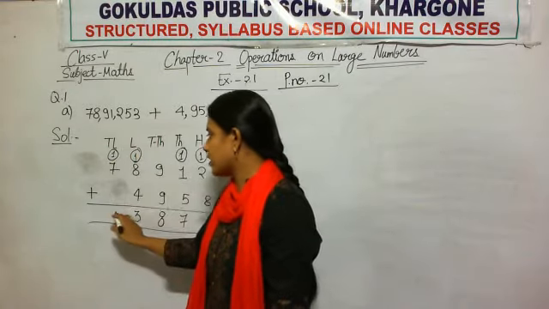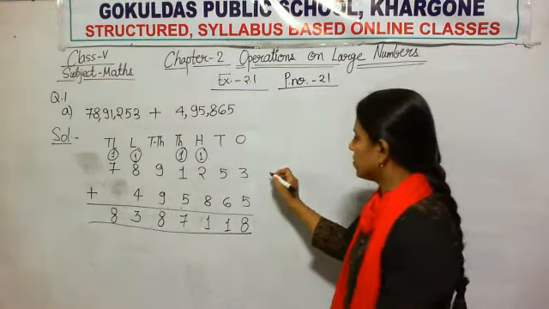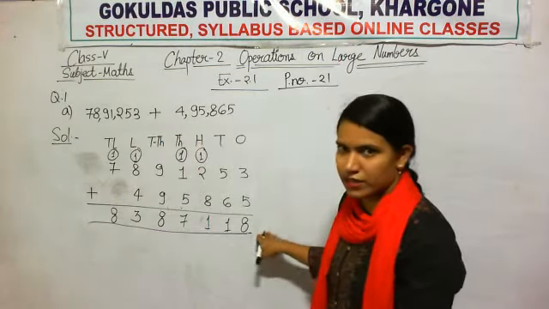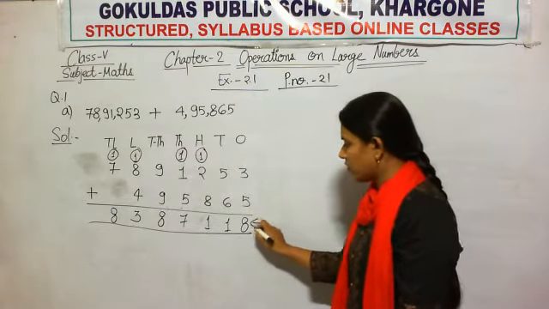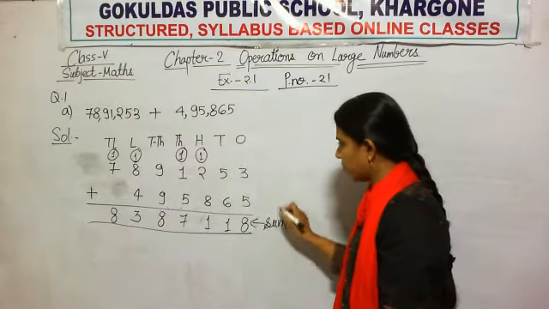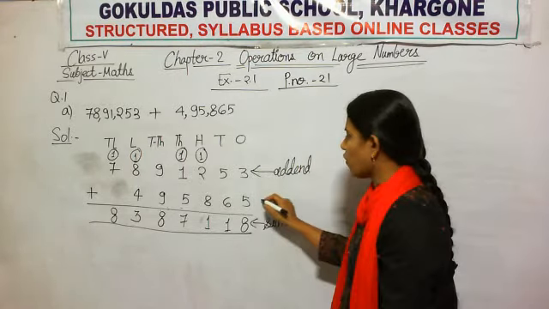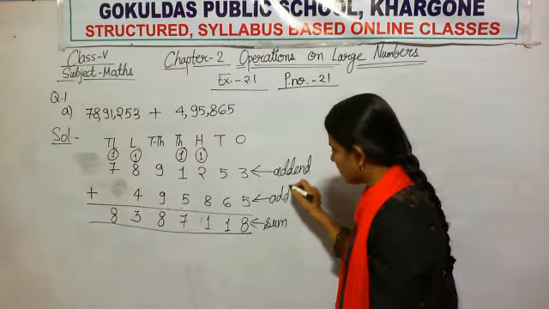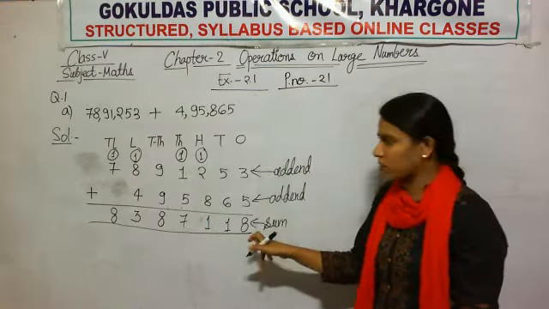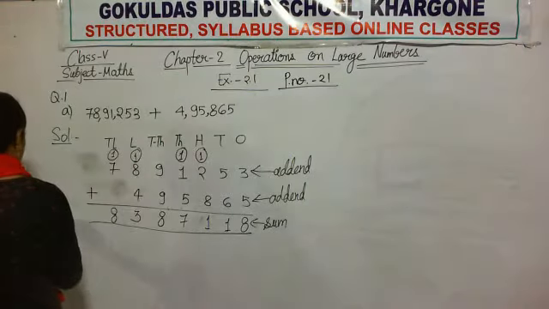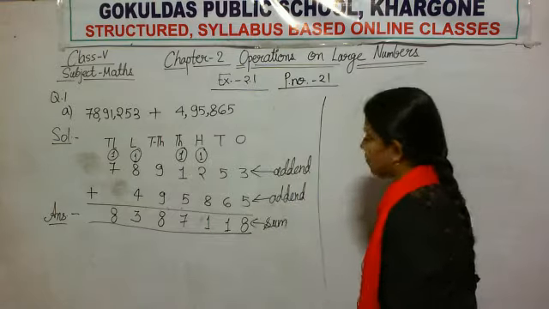Now 1 plus 7 is 8. So it is our answer, and the result of addition is called sum. What is it? It is sum. What is it? Addend. So in each question you have to write the addend and the sum. Okay, it is your answer.